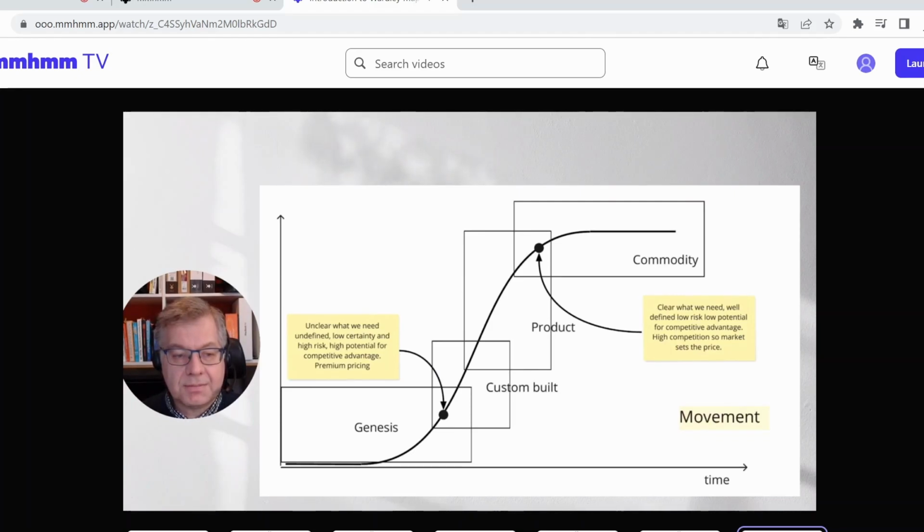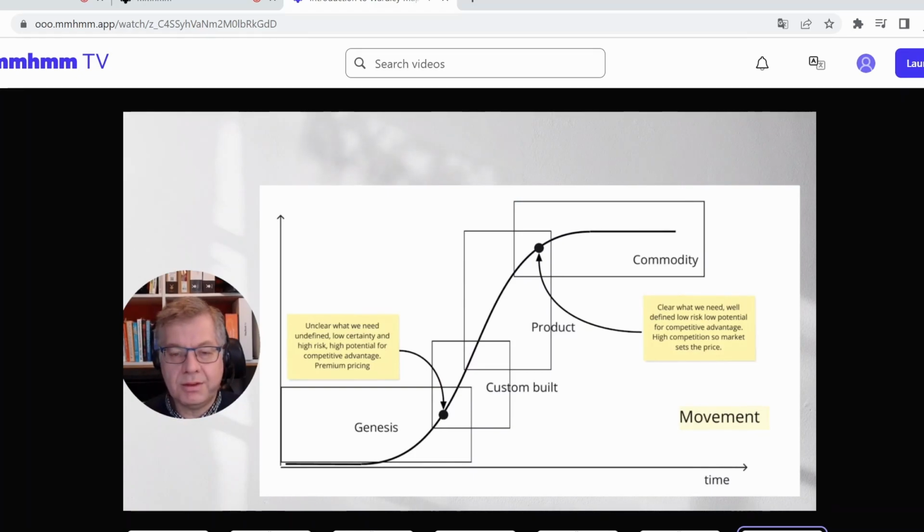The next stage is custom built. Because of the uncertainty of the needs and the market size, it's still unclear, and therefore things need to be custom built rather than series produced. Next phase is product, where the sales volume and performance is increasing at a tremendous speed. This is a very profitable place to be as a company, but only for those who invested at the right time in getting on the curve at the early stages, because otherwise they're probably too late to be in the game.